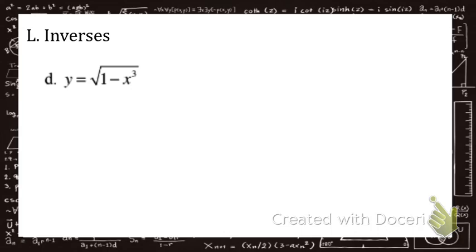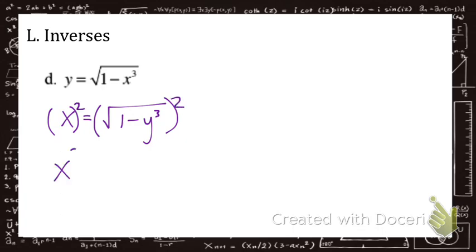Inverses. To find inverses, we switch x and y. So this would be x equals the square root of 1 minus y cubed. And then do the opposite things in the opposite order. So to get rid of the square root, I would square both sides. So that would be x squared is equal to 1 minus y cubed. And then I would subtract 1 from both sides. So x squared minus 1 is equal to negative y cubed. And then divide both sides by that negative.